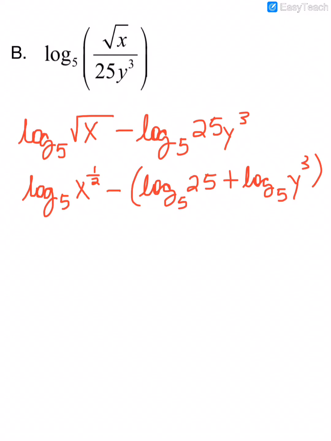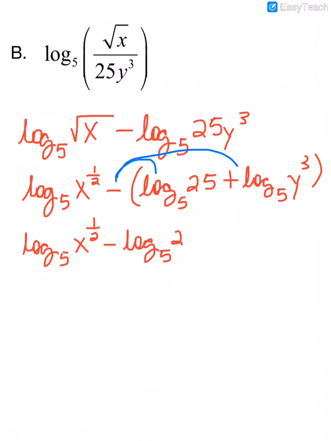You can either leave that in parentheses, or if you want to get rid of the parentheses, then this negative needs to be distributed, and that's why it was important that we put it in parentheses, because that negative is going to go to the whole denominator, which is both of these terms. So I have log base 5 of x to the 1/2 power minus log base 5 of 25 plus log base 5 of y to the third. Okay, so I see powers. I don't want to have any powers, so I can pull those powers to the front. That 1/2 is going to be pulled to the front, and the 3 is going to be pulled to the front.